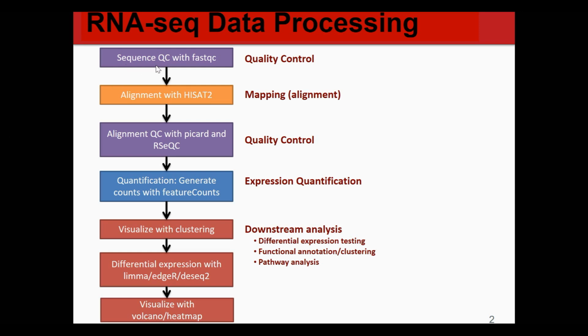So we start with the sequence level quality control with FastQC, and then we align those reads with HISAT2 or another aligner. And then we'll do post-alignment quality control with Picard and RNA-seq metrics. Then finally, we will generate read counts with featureCounts software. The second part will do some differential expression analysis.